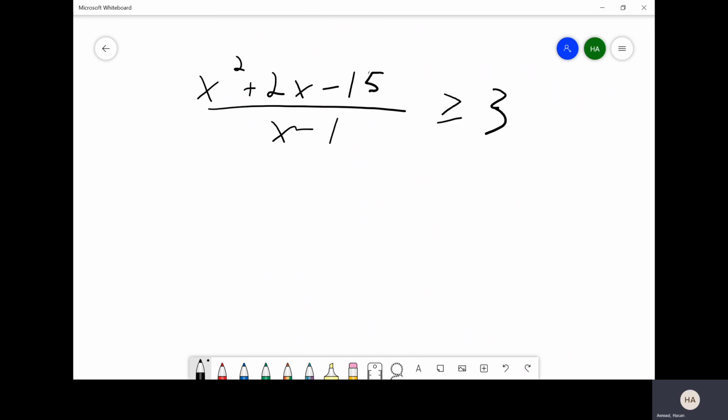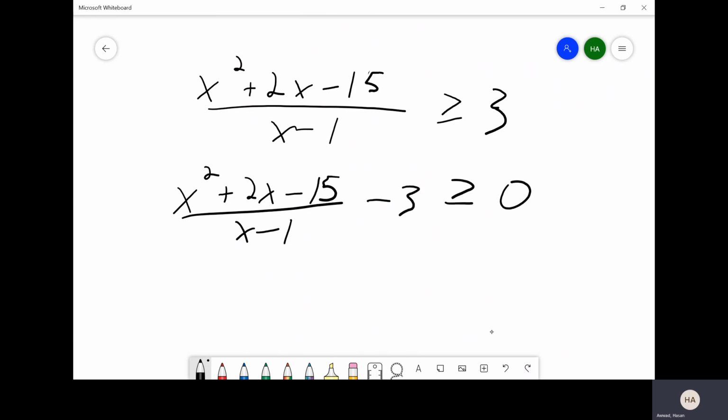Okay, so doing this one, what we have to do is the same process that we did when we had a 1 on the other side, right? So the very first thing that we do is we're going to move over that 3. So we have (x squared plus 2x minus 15) over (x minus 1), minus 3, is greater than or equal to 0. Okay, well, we have to get 3 to be a fraction.